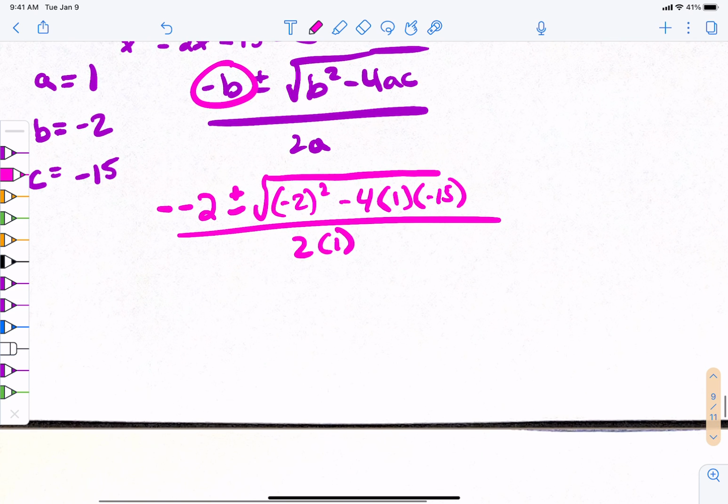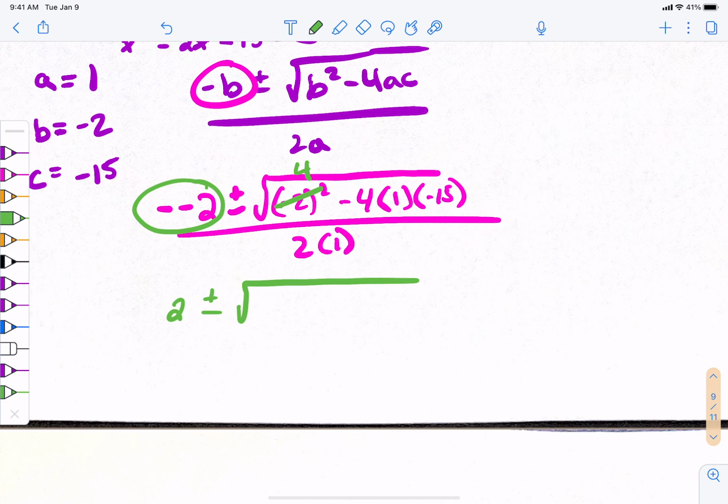All right, then let's simplify some stuff. Negative 2 is positive 2, plus and minus the square root of. What is negative 2 squared? 4. Is it 4 or negative 4? It's 4. It's always 4. Then negative 4 times 1 times negative 15 is positive 60. So inside of there is 64. Positive 64. I don't know why, but I like a nice number.